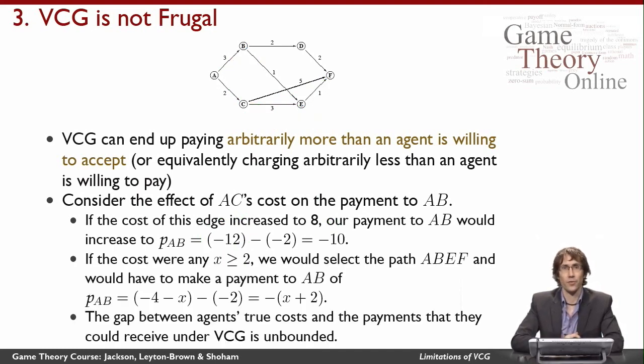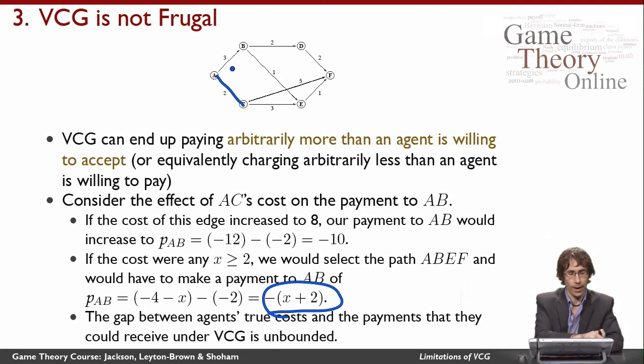And indeed, if the cost was any x greater than 2 for this edge AC, then we would end up making a payment to AB which depends on x and doesn't depend on AB's own value. So this means that the gap between agents' true costs and the payments they could receive under VCG is unbounded.